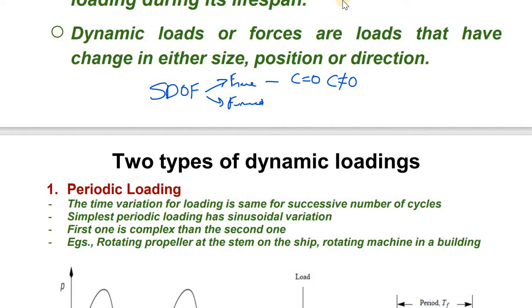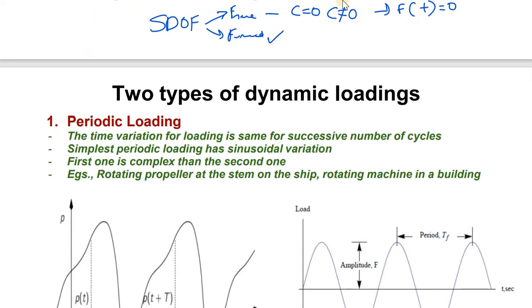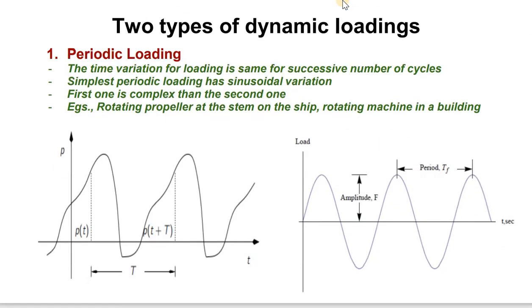So here the general condition was f of t is equal to 0. Now in this forced vibration, you can see that there are some types of load. One is periodic loading, that is, the time variation of load is the same for successive cycles. Here you can see this is one cycle, and then the next cycle. So the same type of loading is there. Such a loading is known as periodic loading.